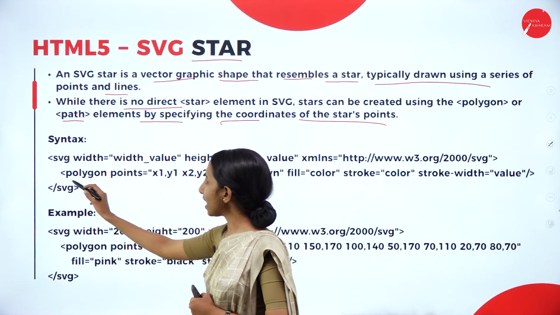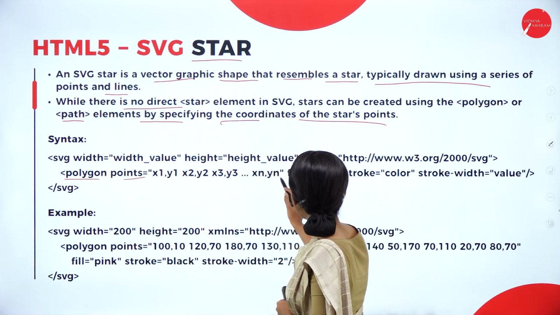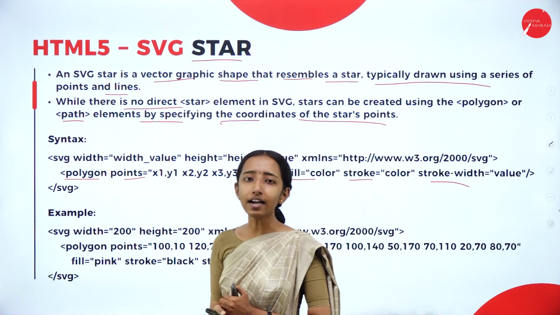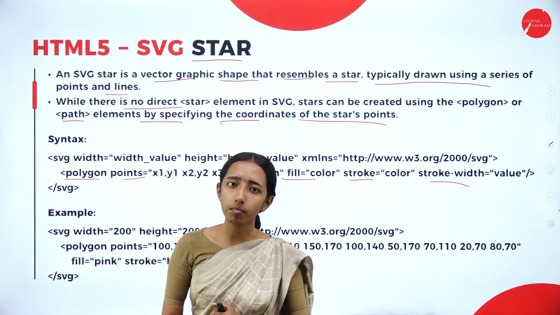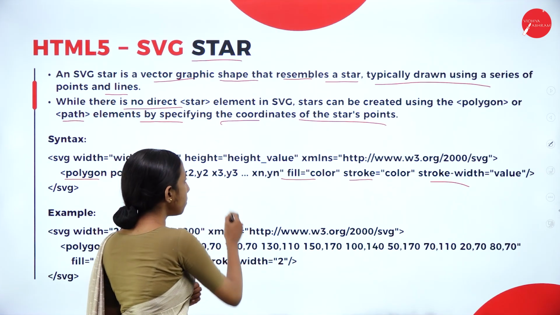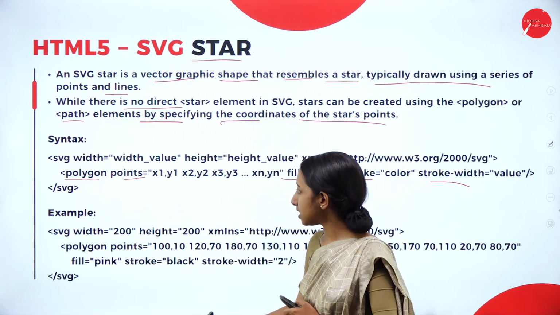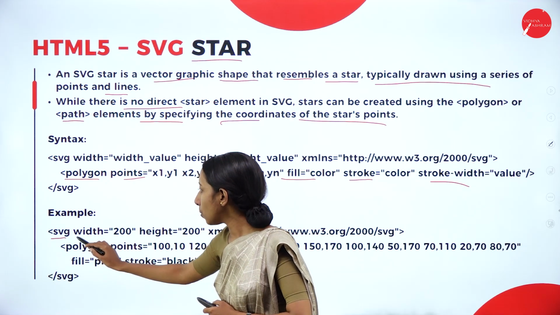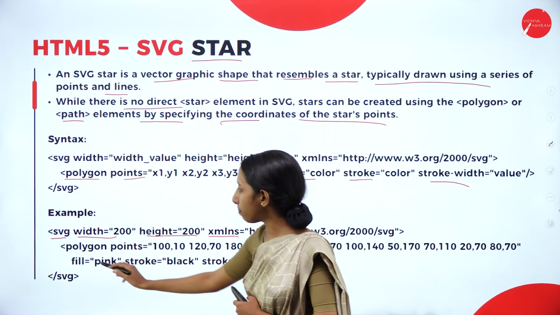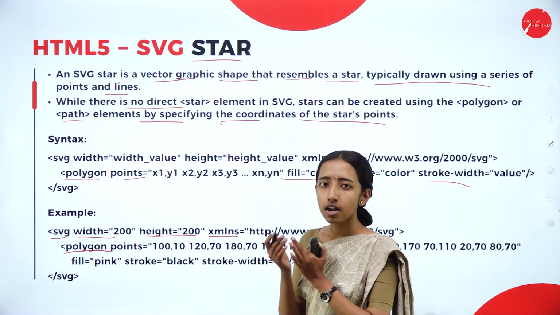So here the syntax: we have taken the polygon, and here the points that we have taken, and the fill is the color, stroke is the outer line, and stroke-width means the thickness we will be giving. So here are the attributes and the example. The attributes are points, fill, stroke and stroke-width. And in the example, you can see I have taken the SVG with width 200, height 200, and the xmlns, and the polygon points to draw the star.